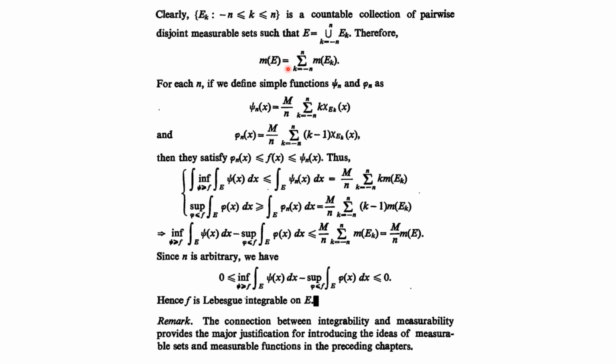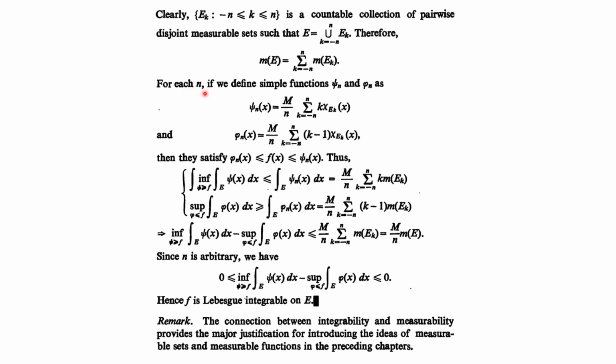Therefore, measure of E is summation k varying from minus n to n, measure of Ek. Why does equality hold over here? Because all these sets are disjoint. So this satisfies the additive property.